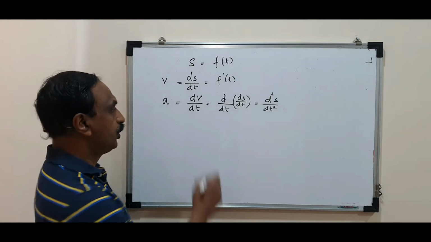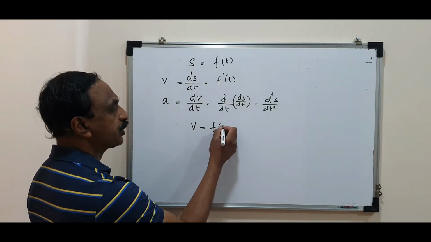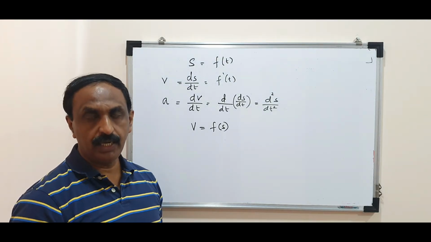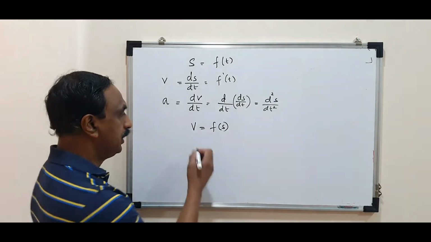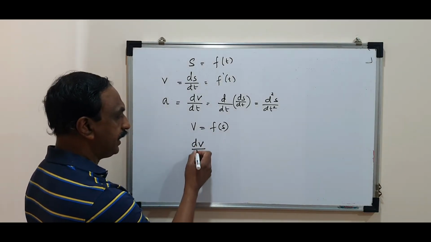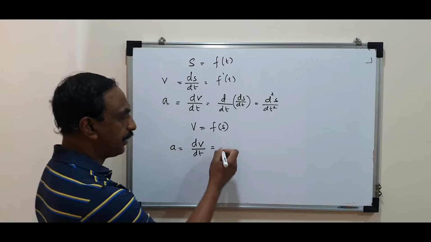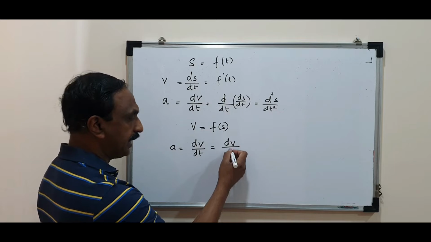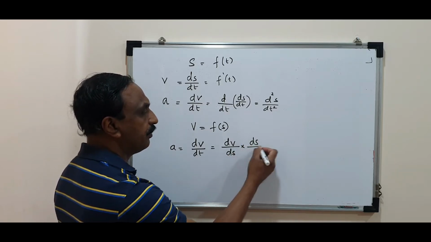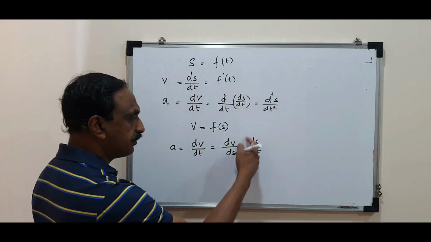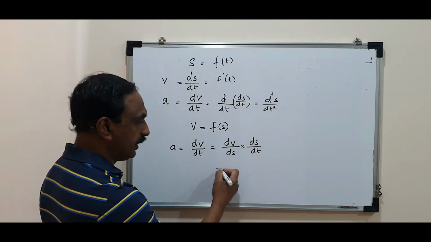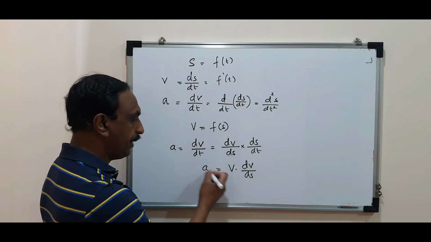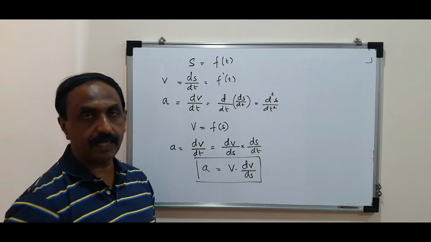Now imagine you are given v as a function of s. That means the relationship between velocity and displacement is given to you. In that case, how will we find the acceleration? So dv by dt is your acceleration. That means you need to differentiate dv by ds into ds by dt. ds by dt is nothing but the velocity. So v into dv by ds will also give me acceleration. So there are two ways to find the acceleration.